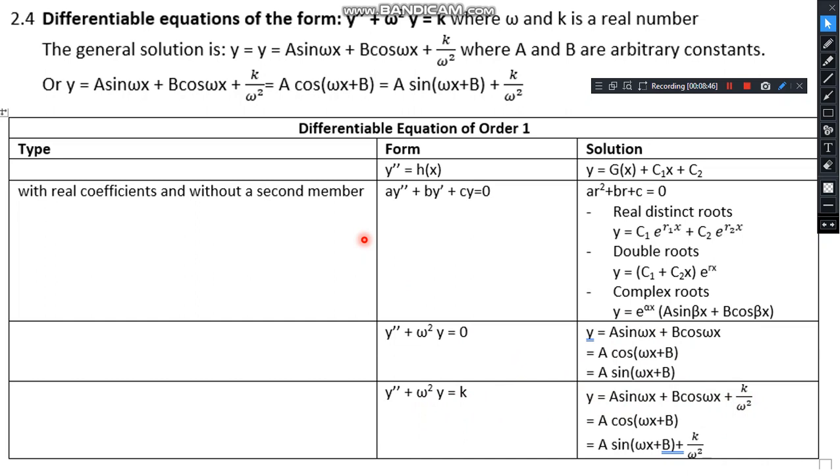So you need to memorize the table of differential equations of order 1 and this one of order 2.